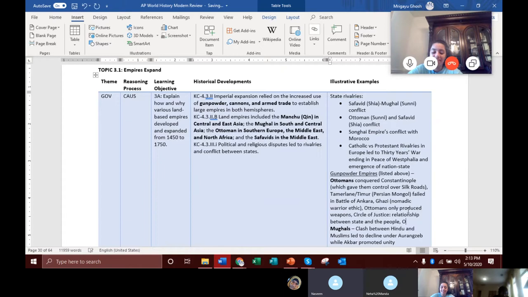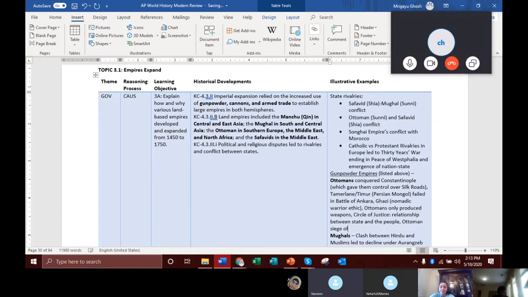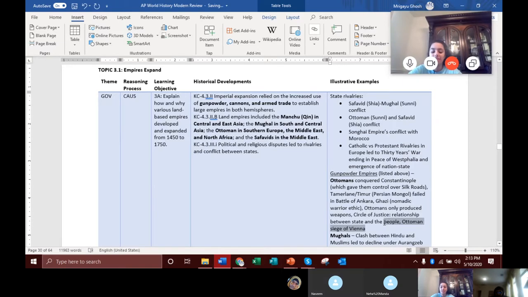Ottoman siege of Vienna. Oh, wait. The Ottomans didn't seize it, right? Because they lost. Wait, they lost? Yeah. They lost. Okay. All right. Then, failed Ottoman siege of Vienna. It says it's the beginning of the decline of the Ottoman Empire. Okay. Like, their defeat here led to their decline. Okay, good.